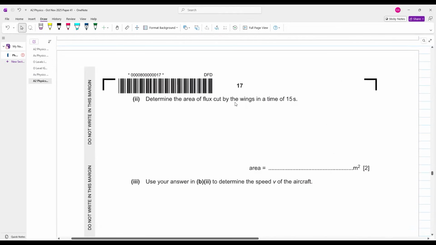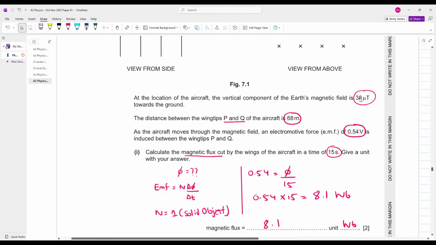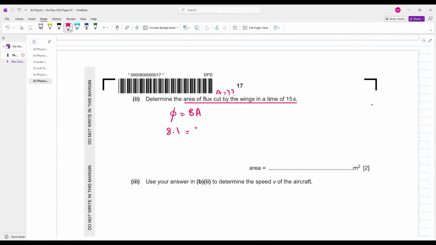Let's further move ahead. Determine the area of the flux cut by the wings in a time of 15 seconds. How will you do that? Magnetic flux is equal to B times A. The magnetic flux is 8.1. The magnetic flux density is 38 microtesla, 38 times 10 raised to the power of minus 6. Can you calculate area? 8.1 divided by 38 times 10 raised to the power of minus 6. What does your area come out to be?